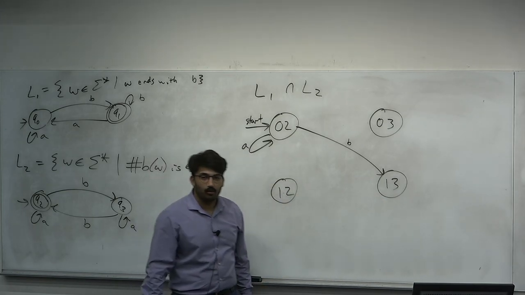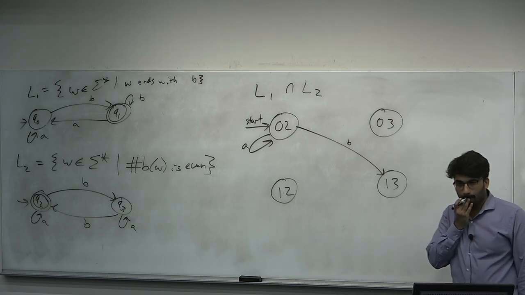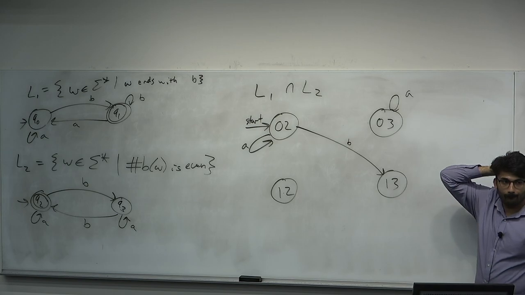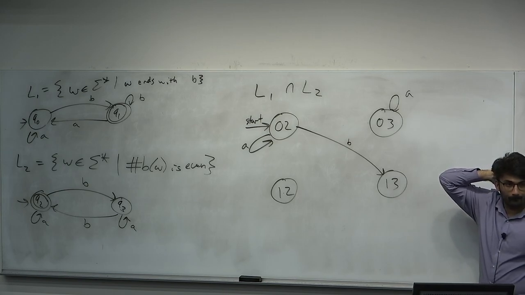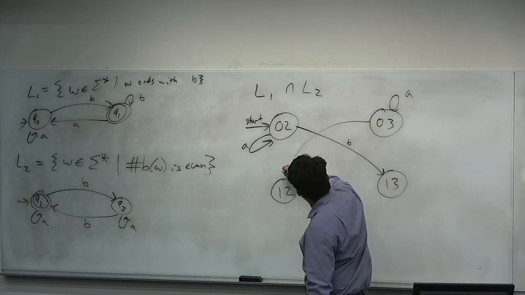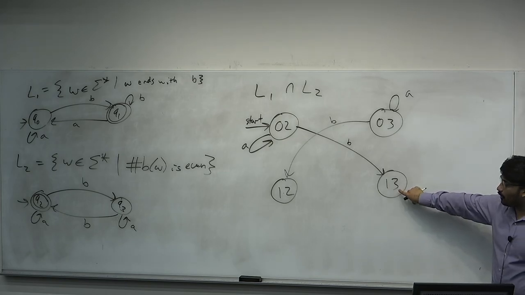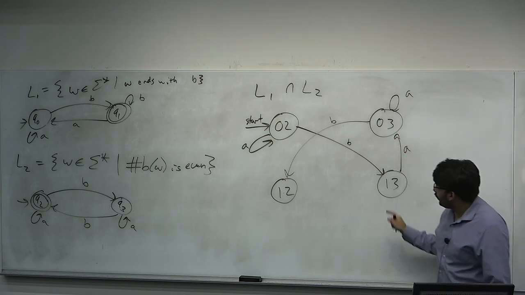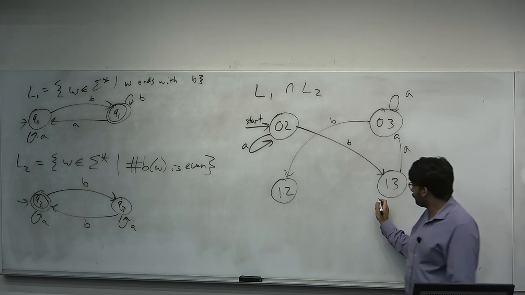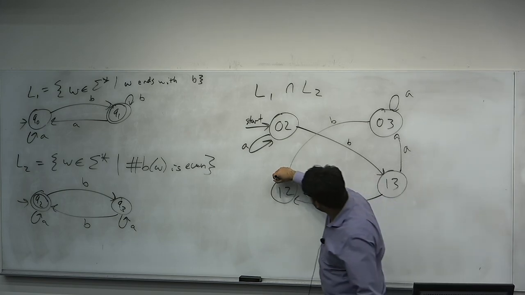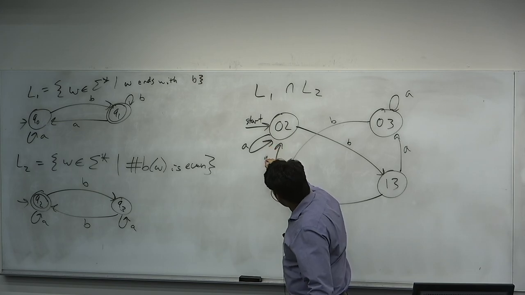Let's finish the table. At 0,3, you see an A, where do you go? Stay in 0,3. At 0,3, you see a B, where do you go? I have the answers, so I've already worked this one out. It needs to be well defined. If you're in 1,3 and you see an A, where do you go? 0,3. Yes. If you're in 1,3 and you see a B? 1,2. If you're in 1,2 and you see an A? And if you're in 1,2 and you see a B?